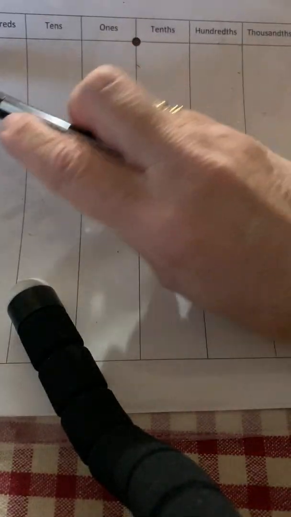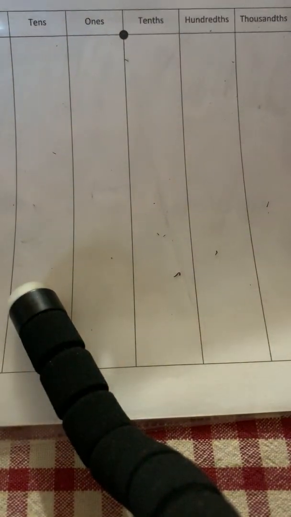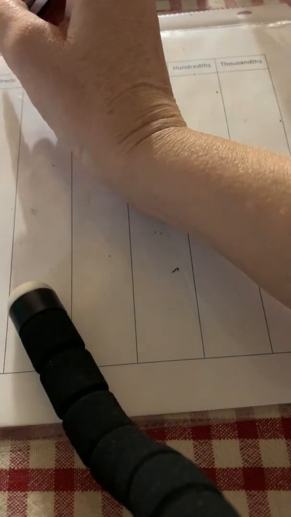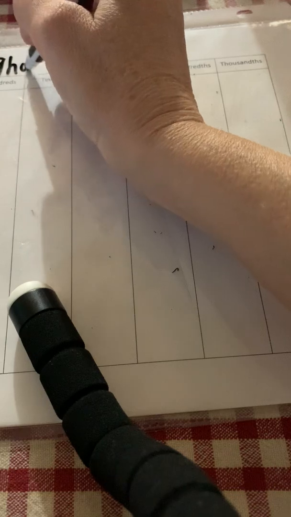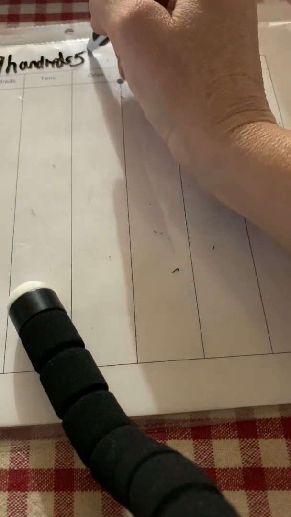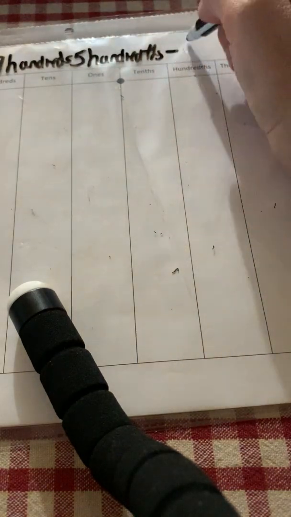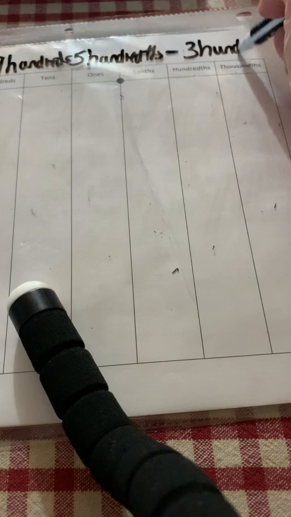Now, if you don't have a place value chart at home, you can always make one. You guys know how to do it. You just label your columns: thousands, hundreds, tens, ones, put in your decimal, tenths, hundredths, thousandths. And this will help you a lot as you do these problems. All right, so the next problem we're going to try is 9 hundredths, 5 thousandths minus 3 hundredths.